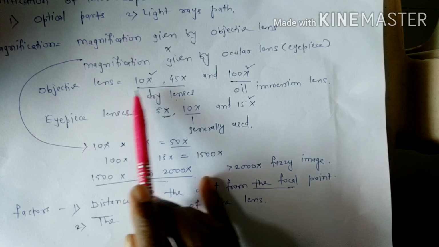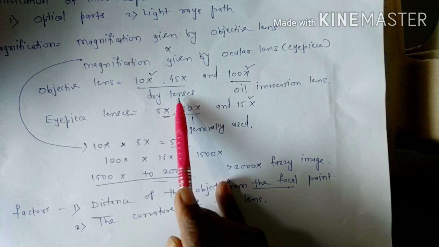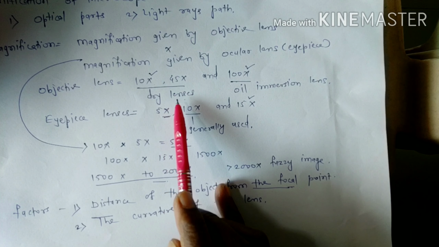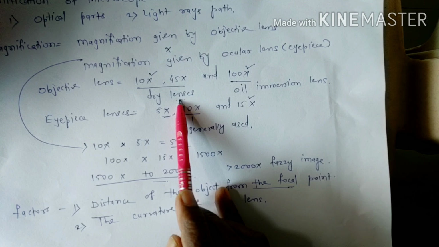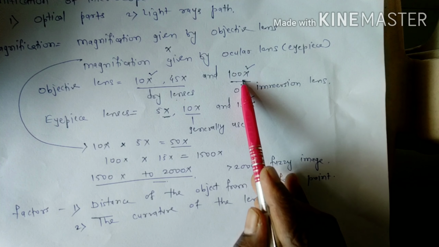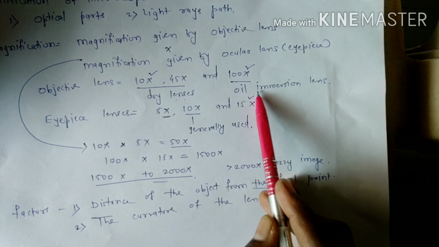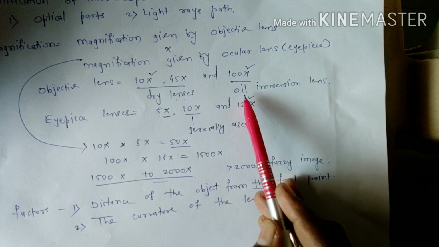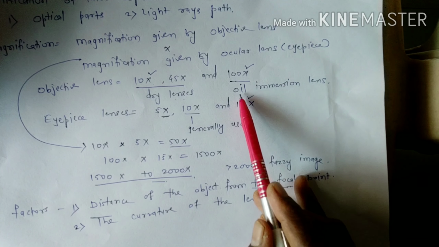The objective lenses of 10x and 45x are called the dry lenses because the medium in between the objective lens and the slide is air. Therefore, these are the dry lenses. The medium in between the objective lens of 100x and the slide is oil, and therefore this is the oil immersion lens. Here the medium is the oil.